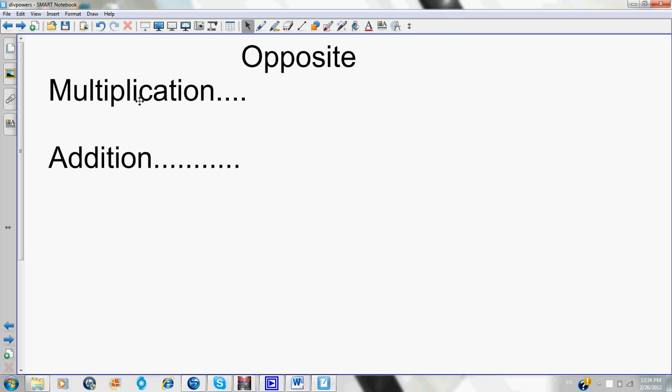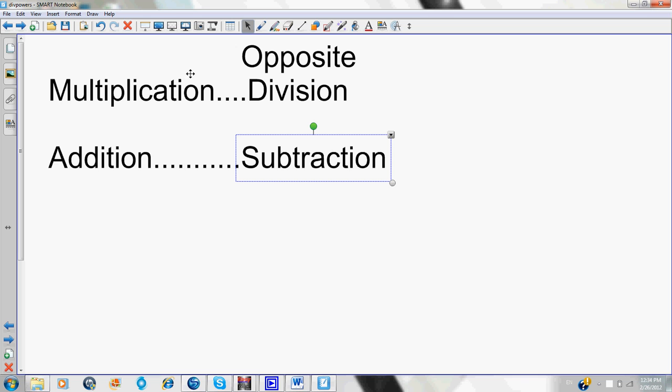If you remember, well, let's do this first. Multiplication. What is the opposite of multiplication? That's right, division. And what's the opposite of addition? That's correct, subtraction. So remember when we did multiplication of bases with the same power? What did we do with the exponents? Correct, we added them. Okay, so when we multiplied powers with the same base, we added the exponents.